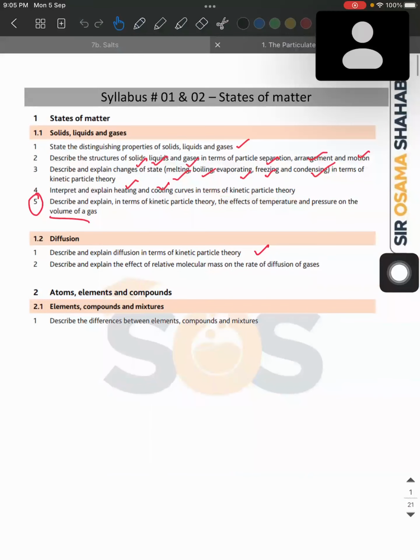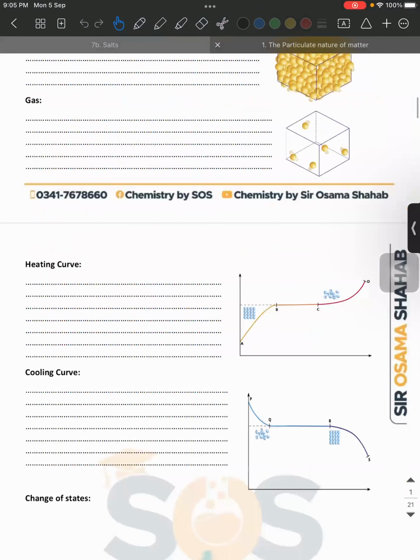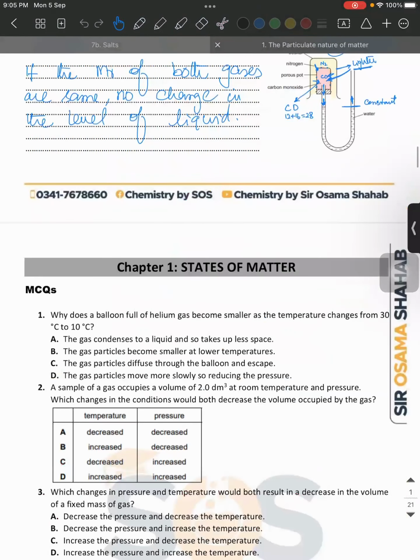Okay, bachcho, so this is a chapter that we already did. You can see that chapter number 1 is completely done by us, right? And all the points required for this chapter are completed. Now we can move on towards some past paper questions, right?